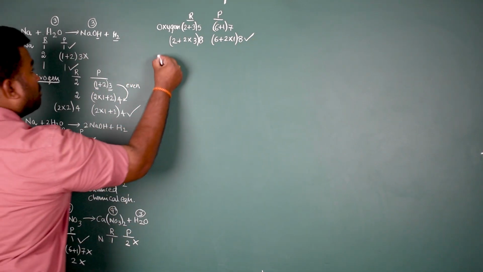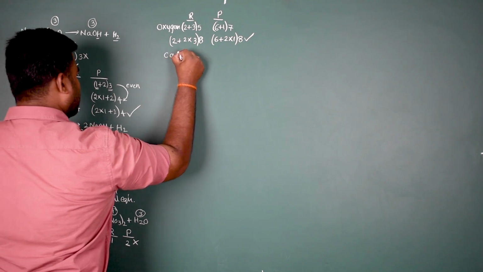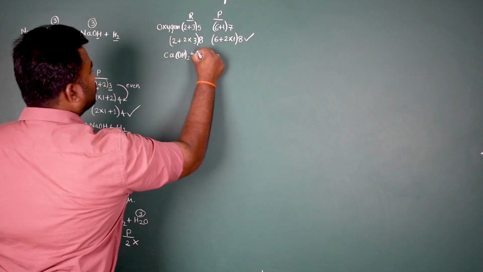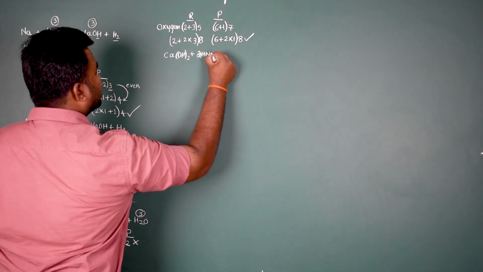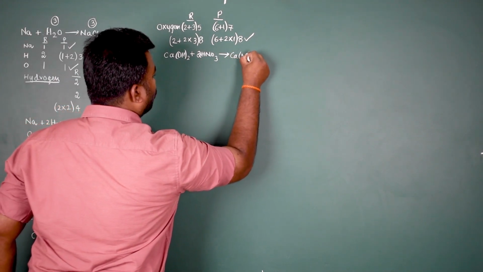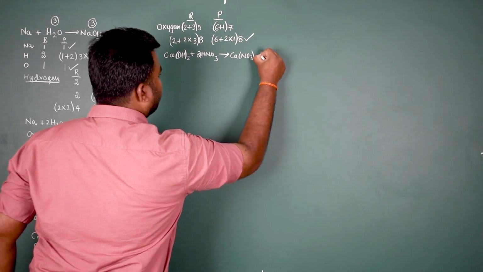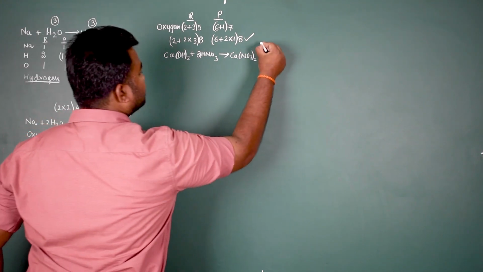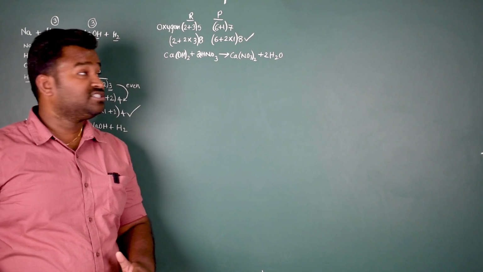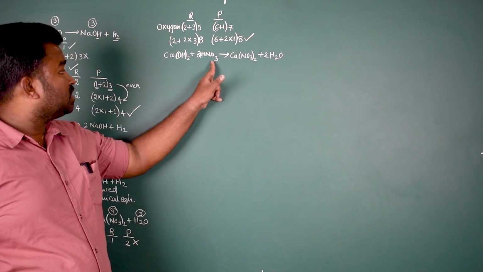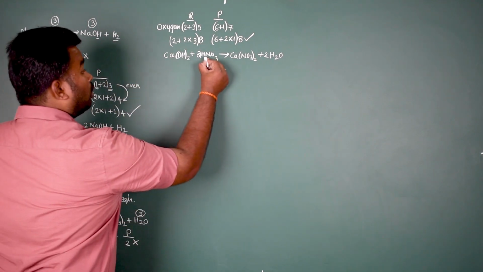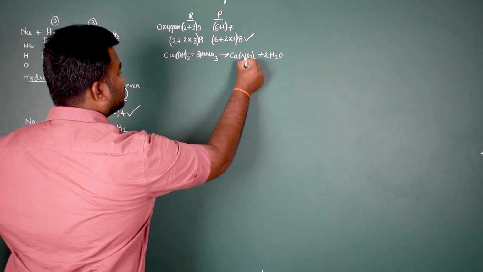Hence my new equation will be what? Ca(OH)2 reacting with 2HNO3, which leads to the formation of Ca(NO3)2 plus 2H2O. Here oxygens are balanced now. 2 plus 6, 8. 3 2s are 6 plus 2, 8. Now they are balanced. Then we have to balance what? Nitrogen, which is next in maximum number.